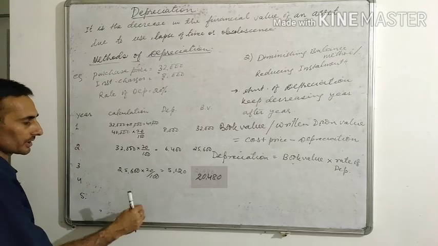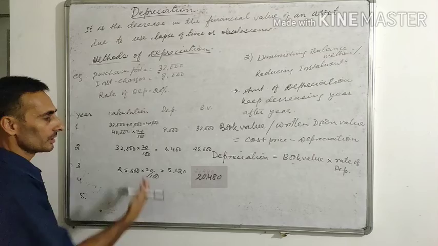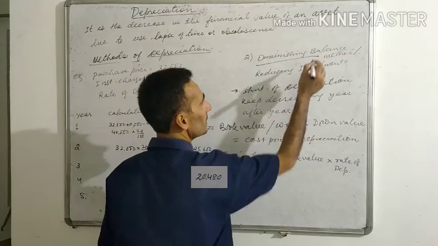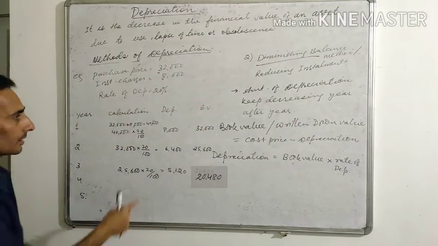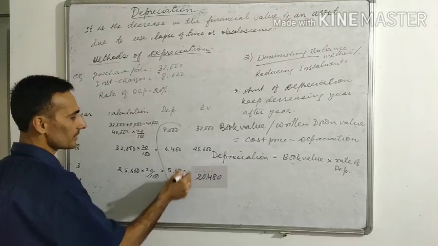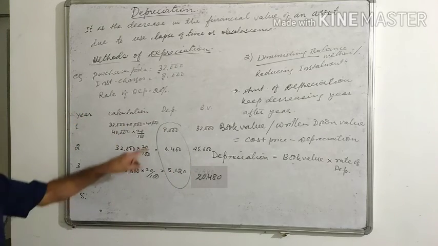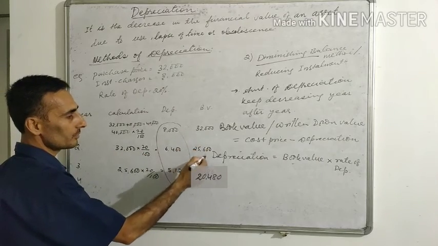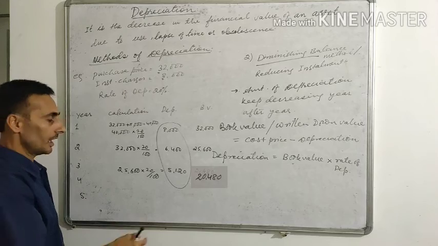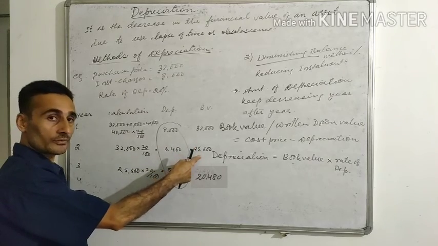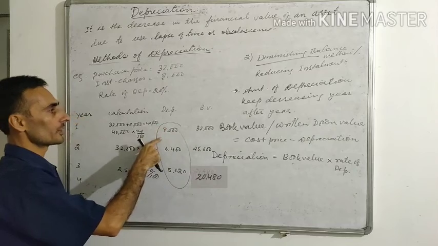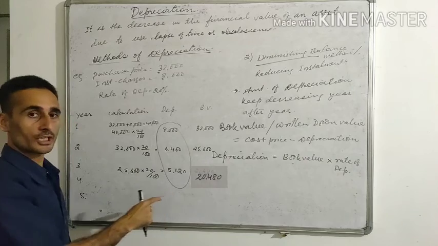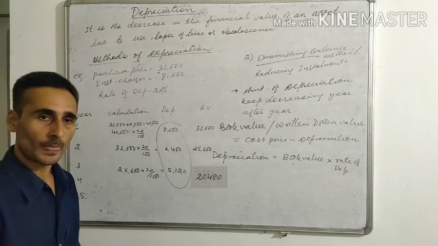Similarly for the fifth year, again on another book value. So this is how depreciation is calculated under the second method, that is the diminishing balance method. Now what do we find here? Look at this depreciation amount. Is it the same? No, it keeps on decreasing. Why is it decreasing? Because we see here the book value also keeps on decreasing, and we calculate depreciation on the book value. Since the book value is decreasing, so is the depreciation.